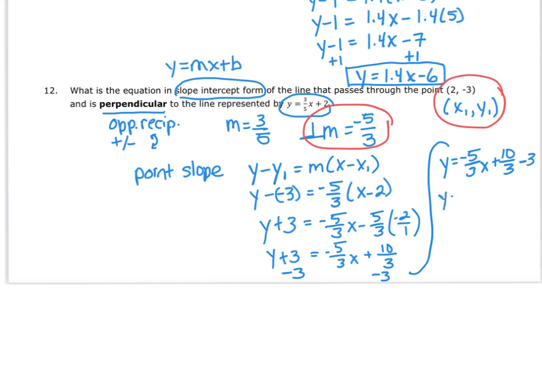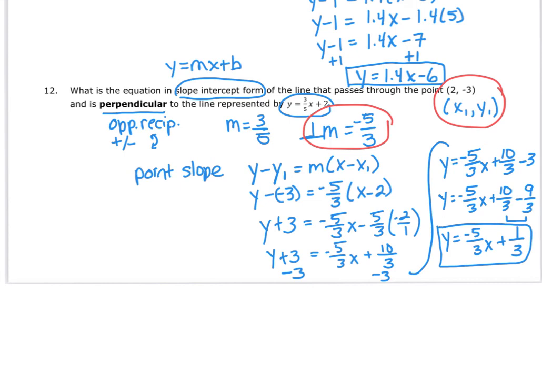Y equals negative 5 thirds x plus 10 over 3 minus 3. I need to get a common denominator so that I can combine those two fractions. I'm going to change the 3 to 9 over 3 so that I can combine them. So I'm left with negative 5 over 3x, and 10 over 3 minus 9 over 3 is a positive 1 over 3. So this is my final answer.